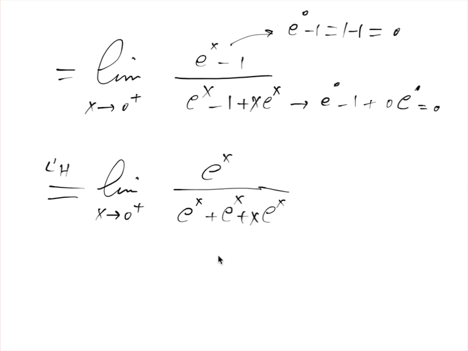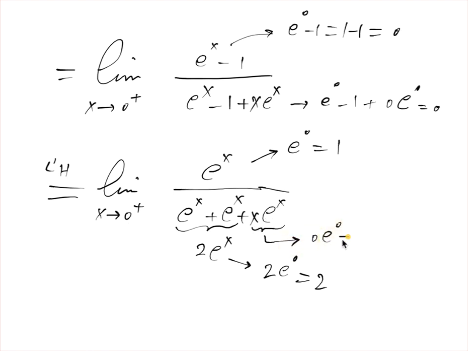And now try again. Let x tend to 0. Numerator goes to e to the 0, which is 1. In the denominator, e to the x plus e to the x, you can write as 2e to the x. And that tends to 2 e to the 0, which is 2 times 1. And x times e to the x will tend to 0 times e to the 0, which is 0. So the whole denominator would tend to 2, so the limit is 1/2.